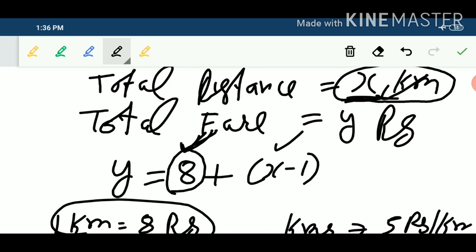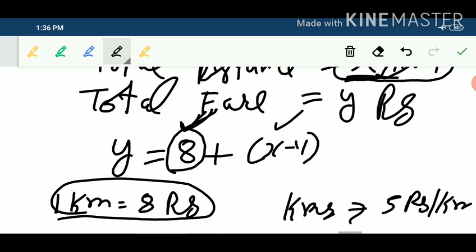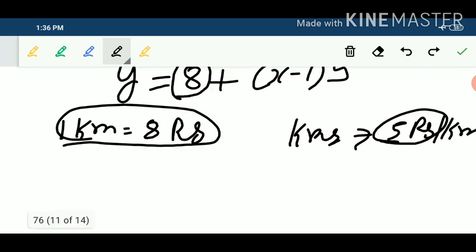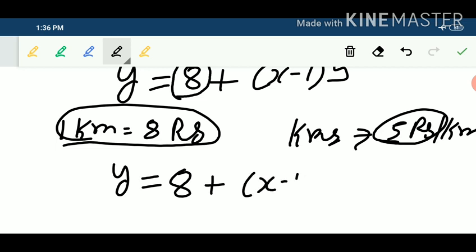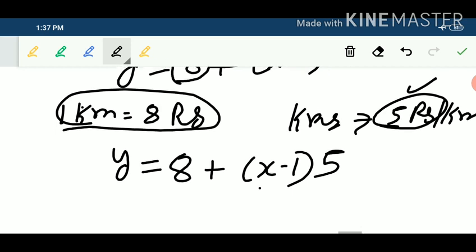Now what is the charge for this distance? The charge for this distance is rupees 5 per kilometer, so we multiply it with 5. So total fare, that is y, is equal to the fare for the first kilometer, that is rupees 8, plus the rupees for the remaining kilometers. Remaining distance is x minus 1 and the charge per kilometer is 5. So this is the equation.